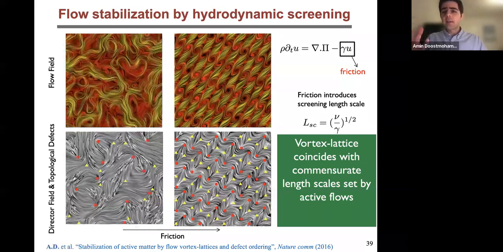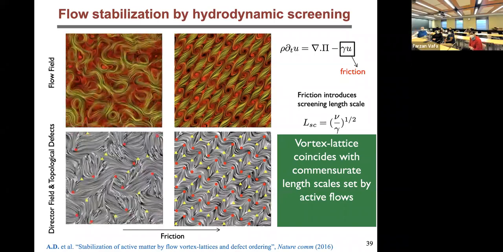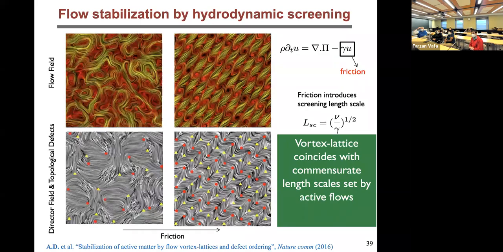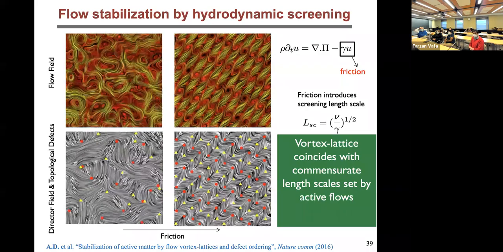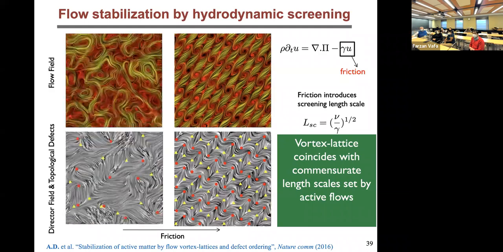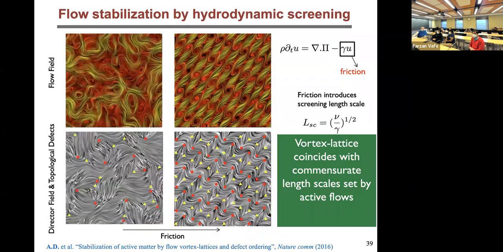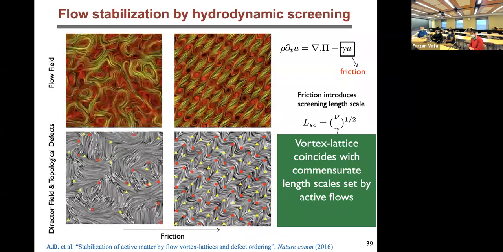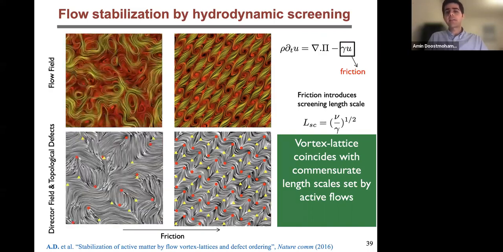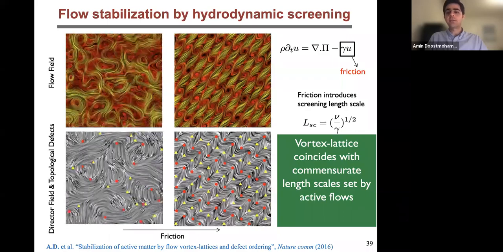I'm just saying, so just make sure I know what we're seeing. Low friction on the left, high friction on the right, and then the two pictures on top of each other are the same vertical column. It's the same experiment, just looking at different things, the flow field versus topological defects. Precisely. So the vortex lattices are essentially interleaved with this ordered structure of defects.